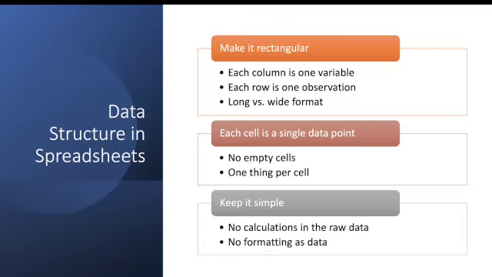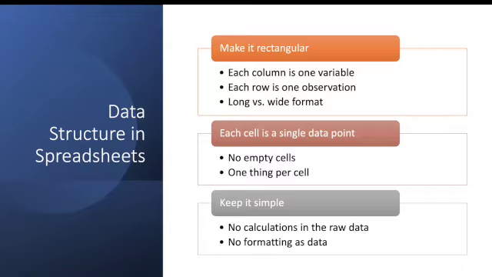Because each column is one variable and each row is one observation, that means that each cell is a single data point. There should not be empty cells. You should have something to put in. If a particular measurement was not taken, you should have a code that you use to say this is a missing data point. Personally, I prefer NA. Some people do a dash. Some people write missing, but you should have something consistent that you use to recognize that there is a missing data point.